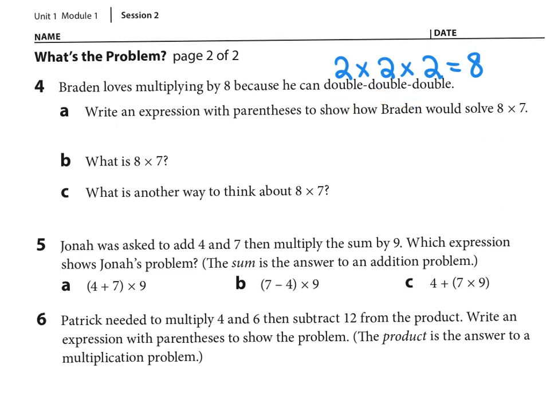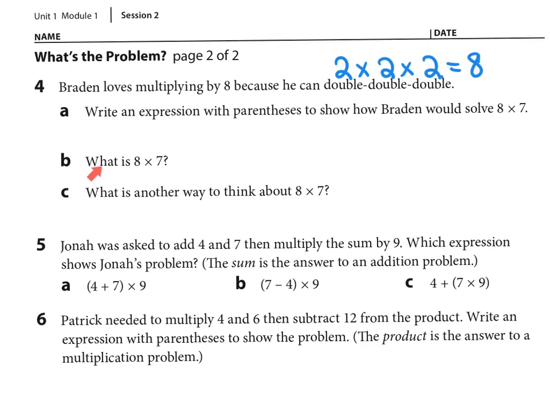So anytime you see a problem that's multiplied by 8, you can simply think of it as double, double, double. So it's saying write an expression with parentheses to show how Braden would solve 8 times 7. So perhaps Braden thought about this. I'm actually looking at what the problem is because the problem doesn't state it up here, right? It says Braden loves multiplying by 8 because he can double, double, double.